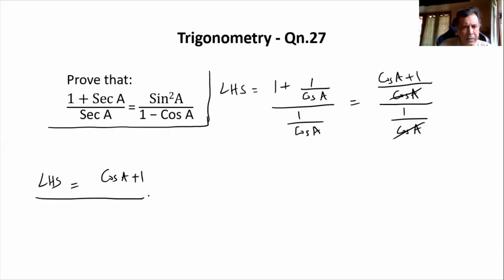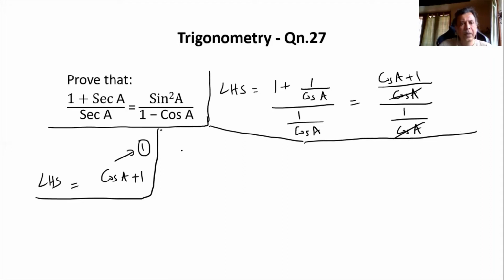Right. So now let us start with, let me call this as 1. Let us now start with RHS. RHS is sine square A by 1 minus of cos A.